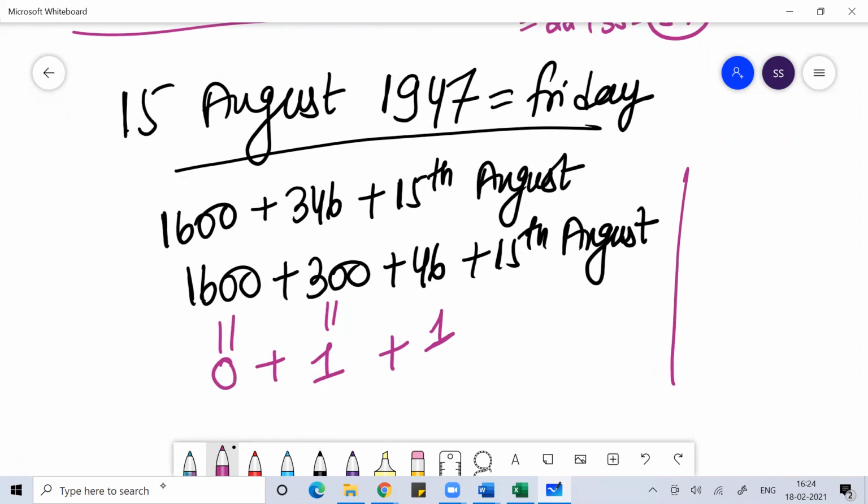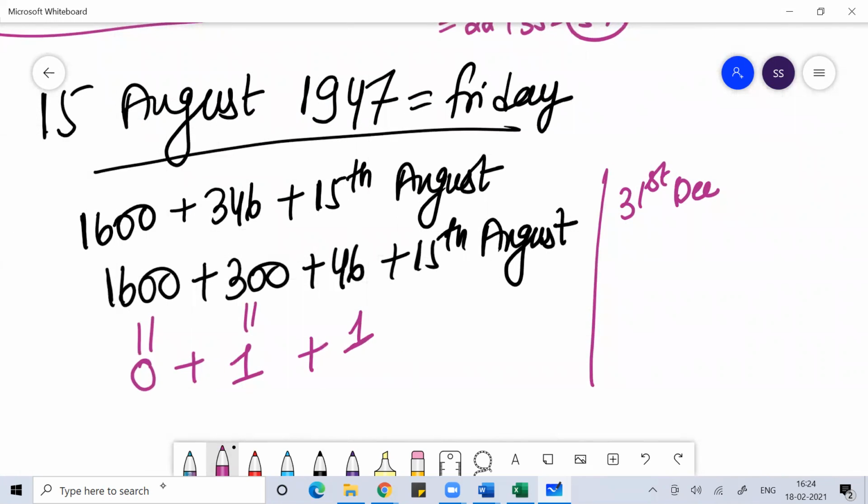So before leaving India, Britishers celebrated their 31st December on Tuesday. You can check in Google also. Before leaving India, Britishers celebrated their New Year party on Tuesday. But they did not give independence on that day. The next year they gave us independence on 15th August.